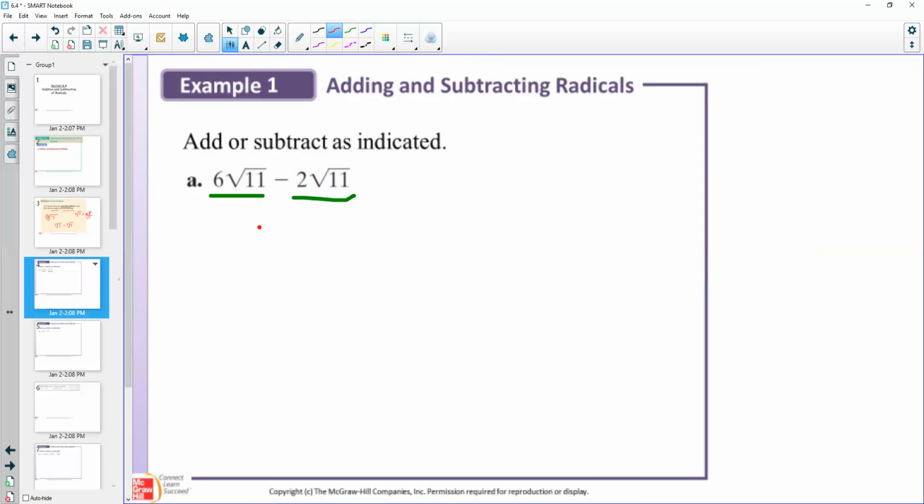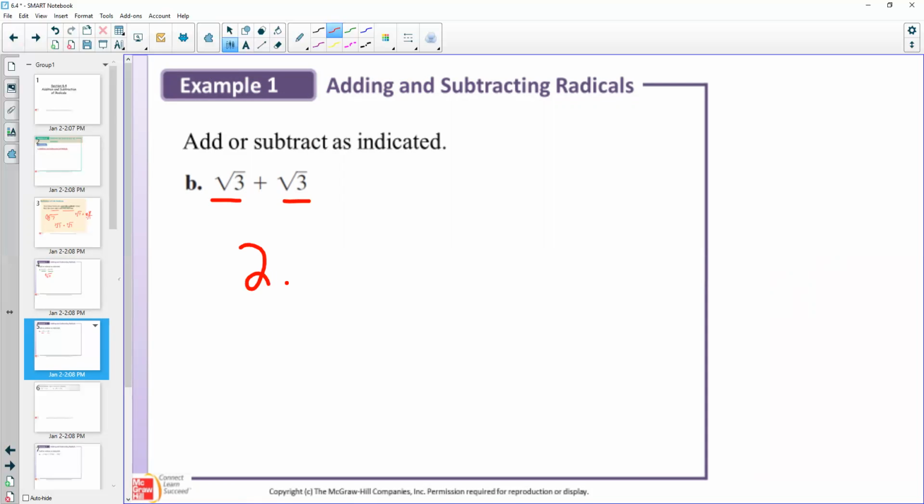So I have 6 of them. I'm going to take away 2 of them. I'm going to be left with 4 square roots of 11. Same thing here. I have a square root of 3 plus a square root of 3. What I get here is not the square root of 6. Notice up here in the first one, I didn't change what was under the radical. I just changed how many of them I had. So I had 6 of them, take away 2. Here, I have 1 of them here and 1 of them here. So now I get 2 radical 3. You can write your imaginary ones in if it helps, okay?